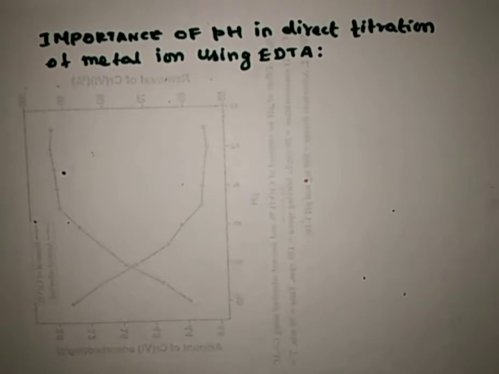Now we shall see the importance of pH in direct titration of metal ion using ethylene diamine tetraacetic acid. Here EDTA is a polydentate ligand, used as a complexing agent. This titration involves EDTA using metal ion indicators, and we find that the color changes occur at a particular pH range only.